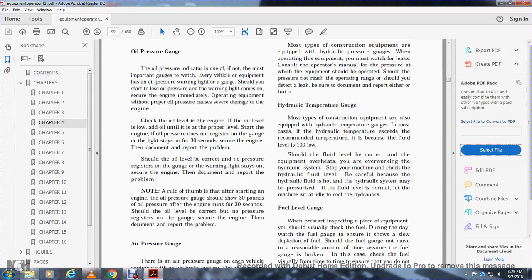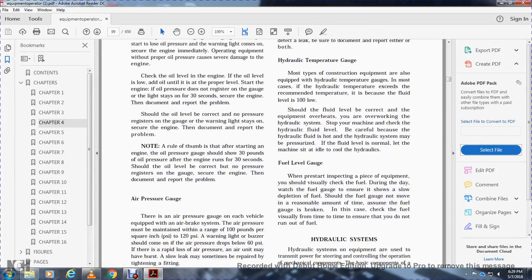Note the rule of thumb: after starting the engine, the oil pressure gauge should show 30 pounds of oil pressure after the engine runs 30 seconds, with the oil level correct. If no pressure registers on the gauge, secure the engine, then document and report it.